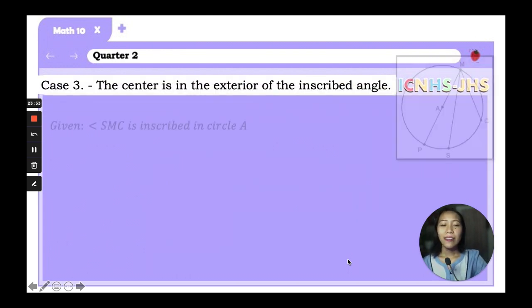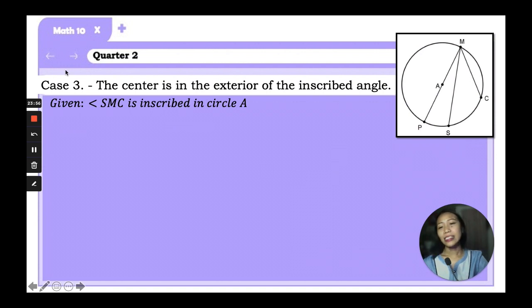Now we'll be dealing with the third case. What if the center is in the exterior of the inscribed angle? Can we prove the theorem can be applied to this case? Notice that our center here is in the exterior of our inscribed angle. What is our inscribed angle here? It is SMC. So angle SMC is inscribed in circle A. What we need to prove is that the measure of angle SMC is half the measure of arc SC.